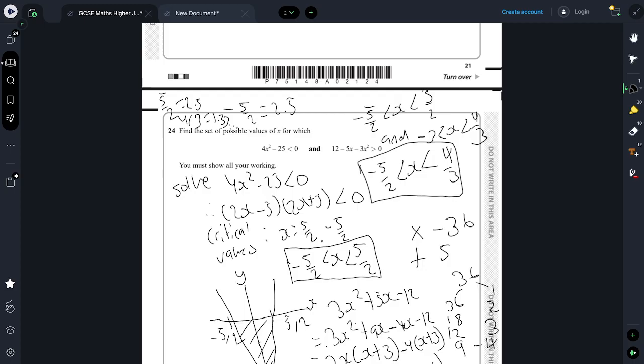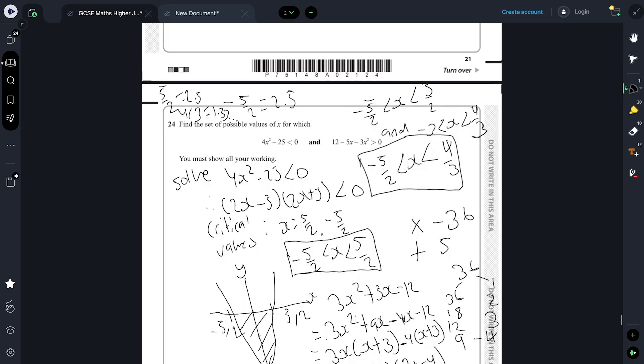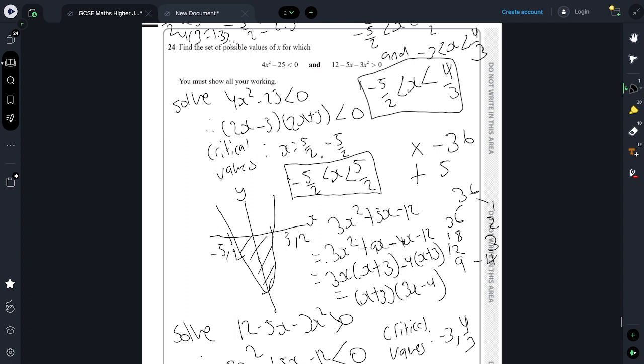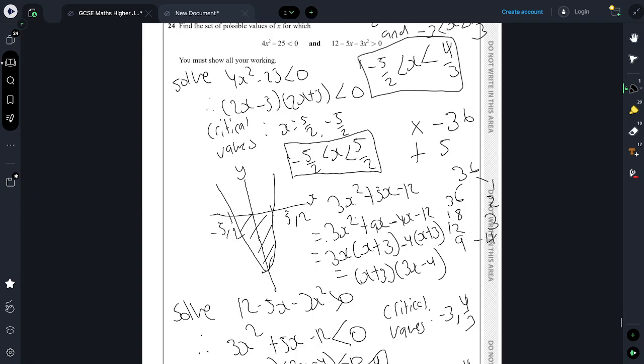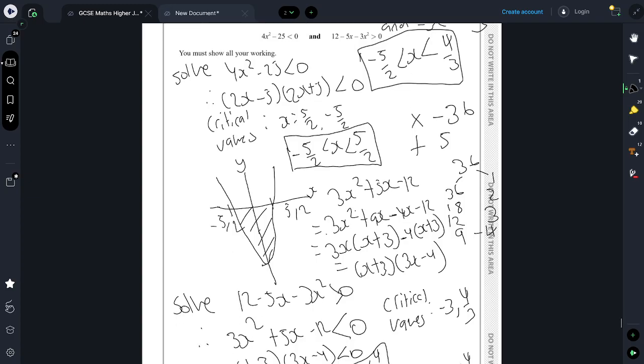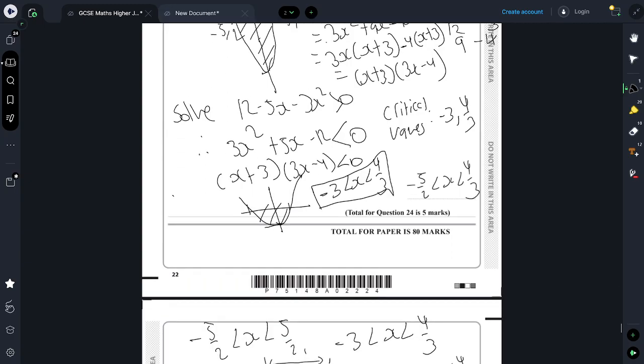You probably still get 4 marks out of 5 if you know how to solve quadratic inequalities. You'll still get most of the marks even if you freak out, but don't freak out. Just think about it and take a breath and do it bit by bit. Solve the first one, solve the other one, and then go from there. Okay. But that's the idea.